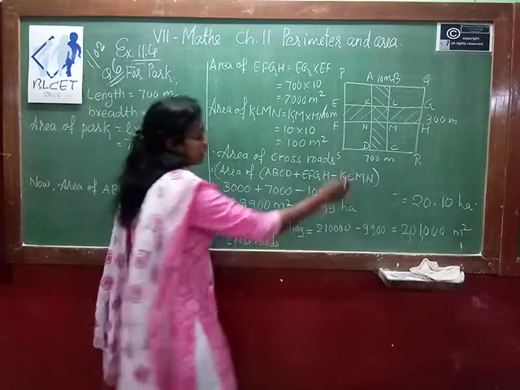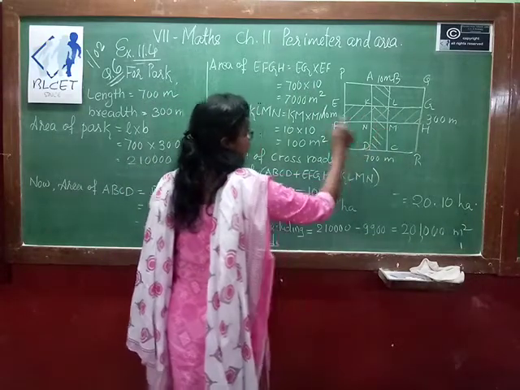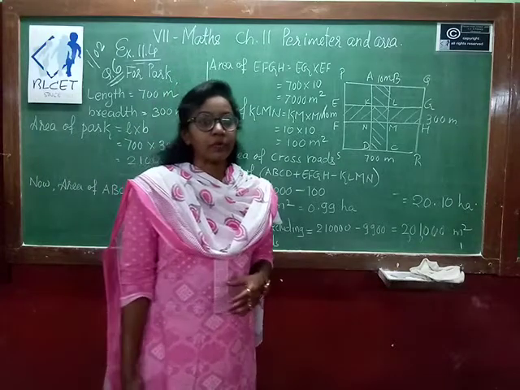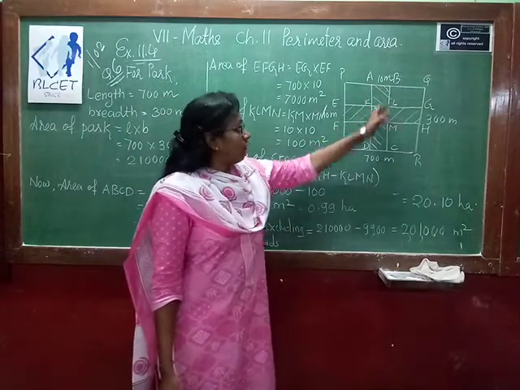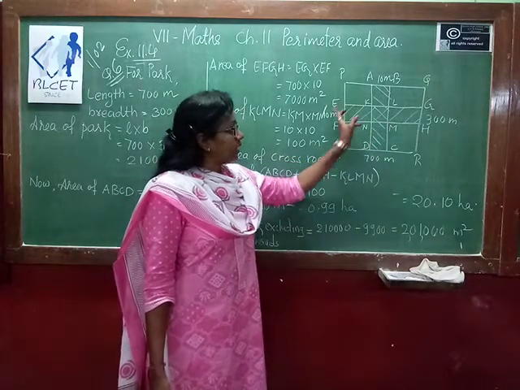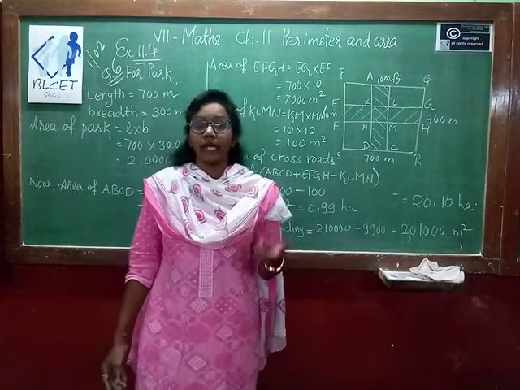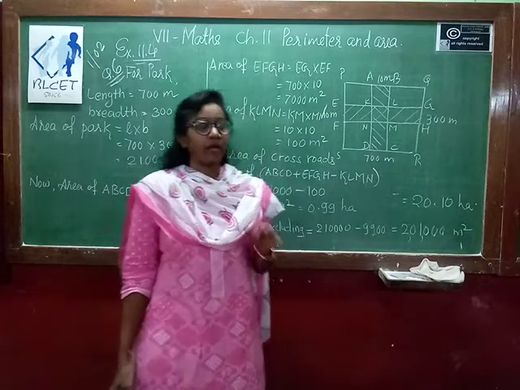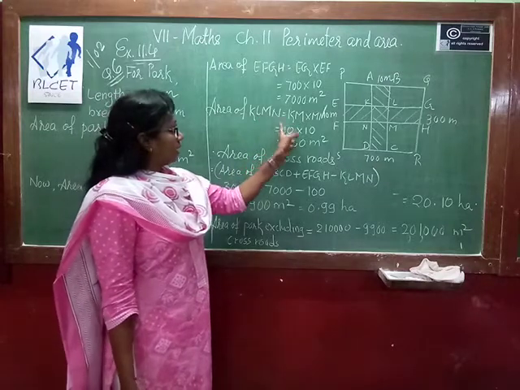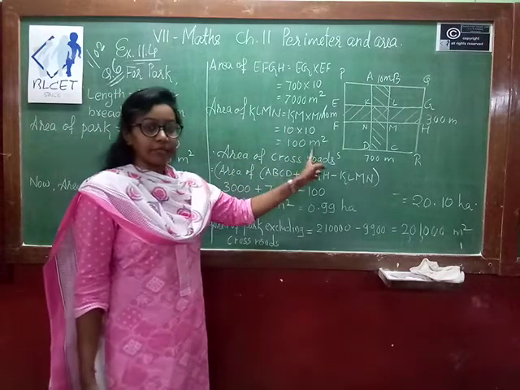And now we will find the area of this KLMN. So one time the area of KLMN we have to reduce, because when you find the area of ABCD, at that time KLMN is also included, and when you find the area of EFGH, at that time the area of KLMN is also included. So we have to remove it one time. So now, area of KLMN is 10 into 10, that is 100 meter square.